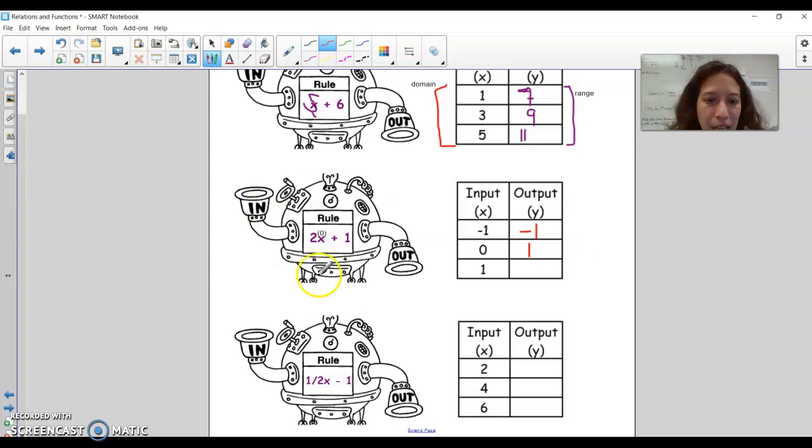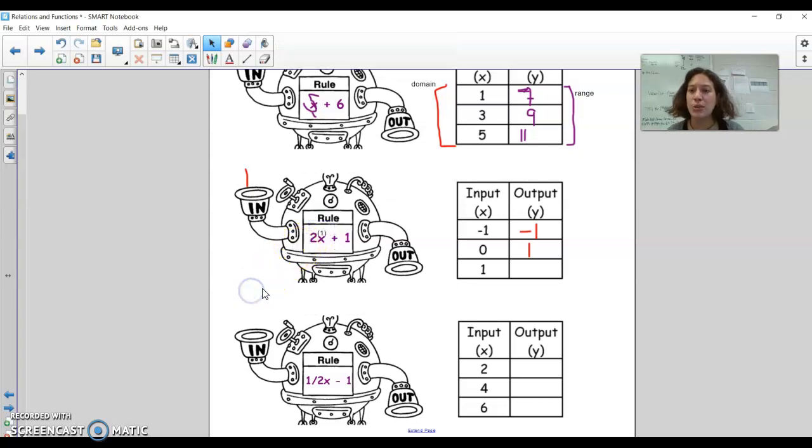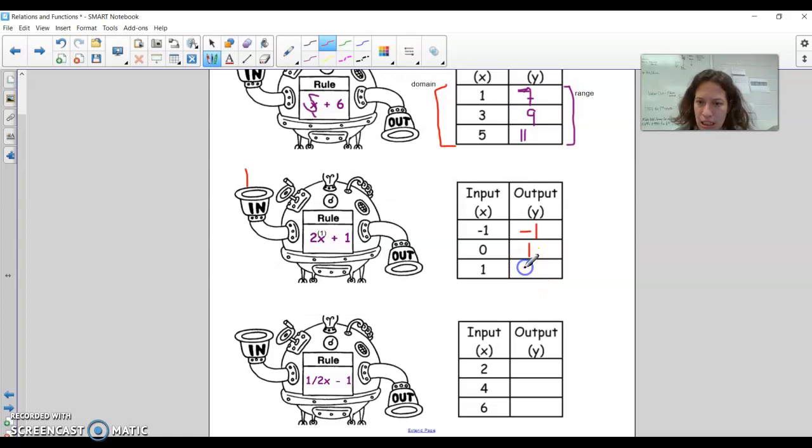Now let's try our next one. The next number I'm plugging in is a +1. Okay, so it goes into the machine, and now the machine does the work. 2 times 1 is 2, plus 1 is 3. And so the number that pops out is 3.